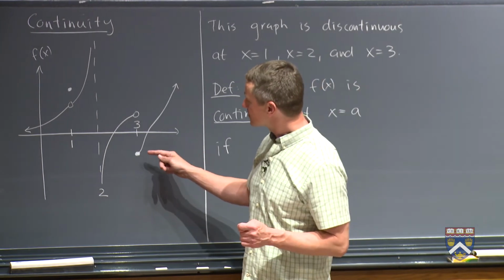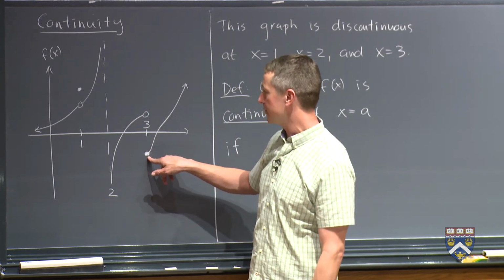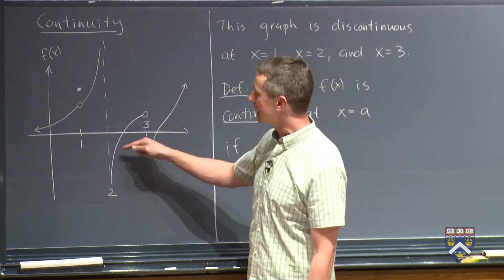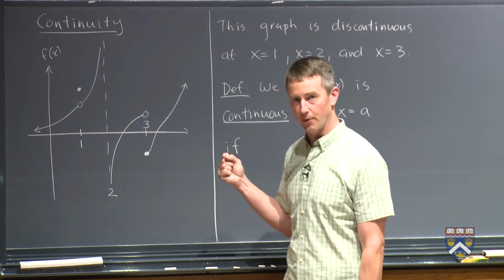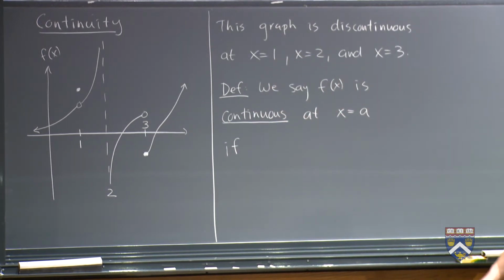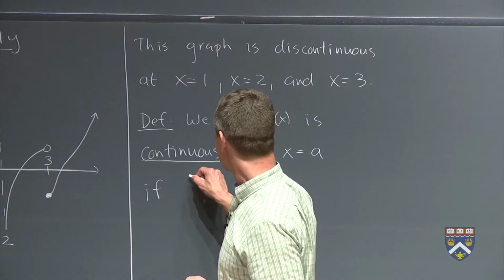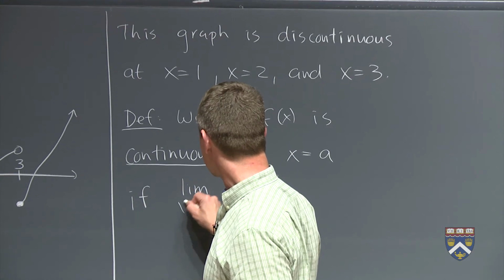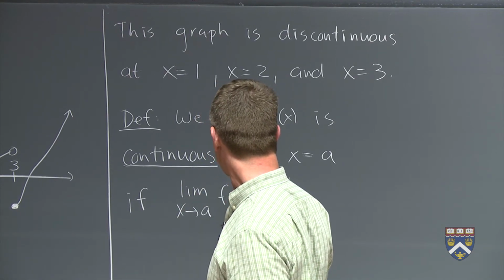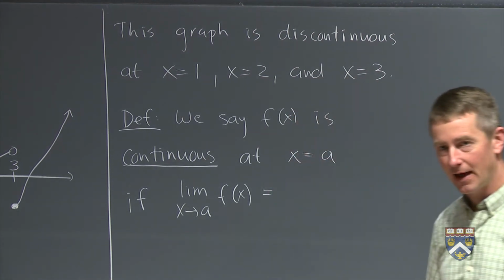Finally here, the function is defined as whatever this y value is, but the limit doesn't exist because I get a different limit from the left than from the right. So in order to rule out all three of those things happening, what we can say is that f is continuous at a point x equals a if the limit as x approaches a of f of x is the same as the y value at that point.